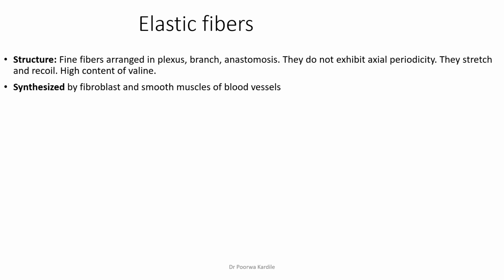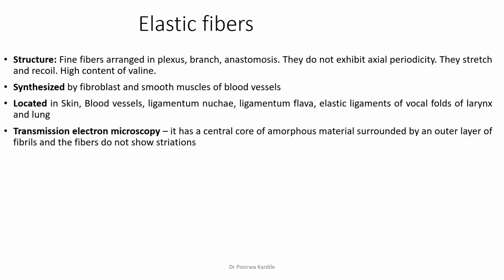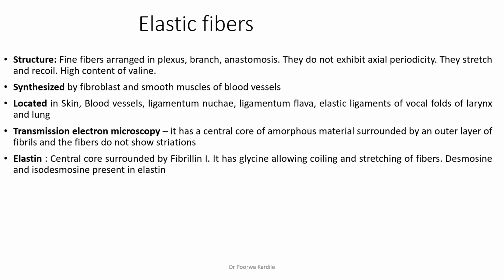Elastic fibers are synthesized by fibroblast, and sometimes smooth muscles of the blood vessels will also form elastic fibers. They are located in skin, blood vessels, ligamentum nuchae, ligamentum flava, elastic ligaments of vocal folds, and lungs. Then on electron microscopy, there is a central core of amorphous material surrounded by outer layer of fibrils. The elastin is the central core.